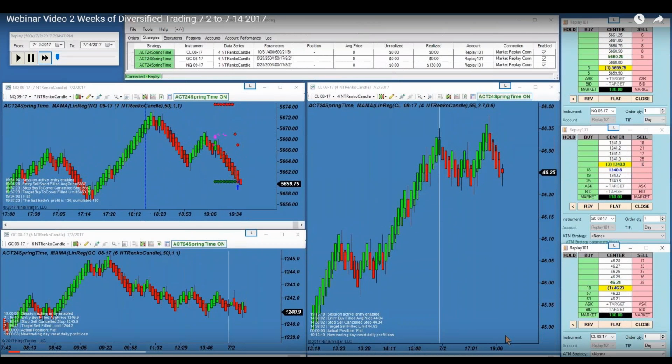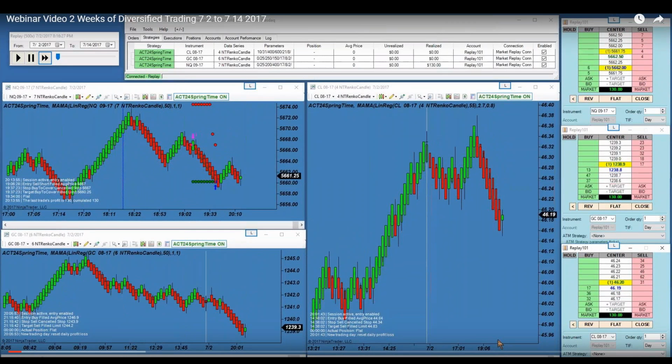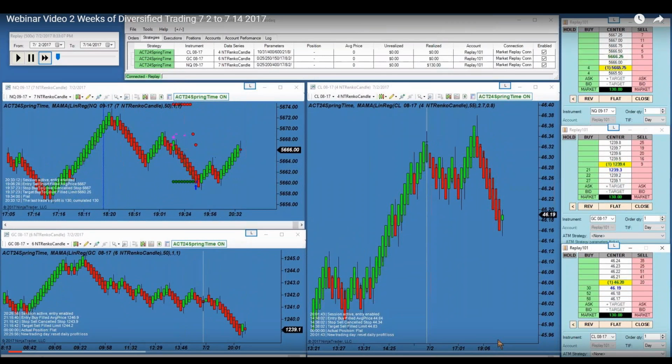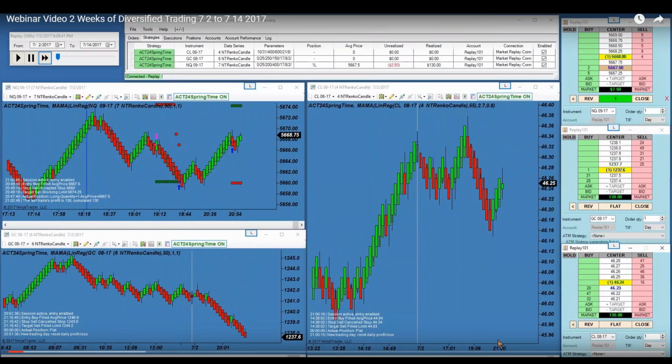I'm just not going to be moving my mouse around too much, because by clicking on the chart, it fast forwarded, and we don't want that to happen. Okay.